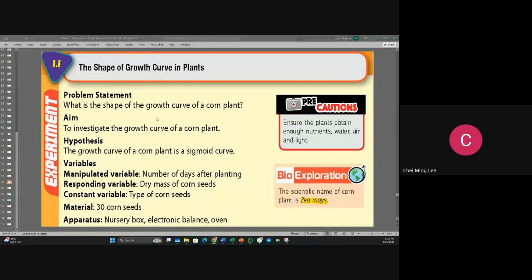Growth curve in plants. We want to learn the shape of the growth curve of a corn plant. The aim is to investigate the growth curve of a corn plant. Hypothesis: the growth curve of a corn plant is sigmoid.